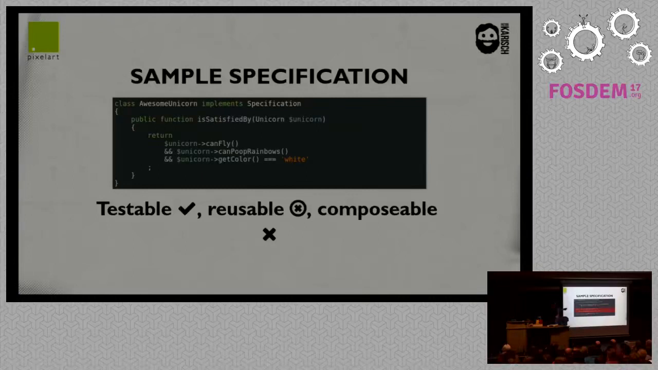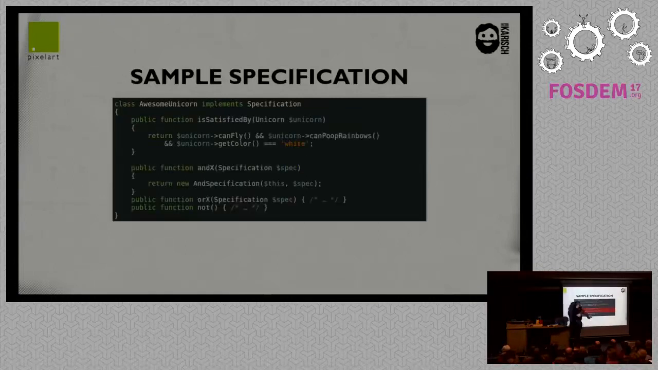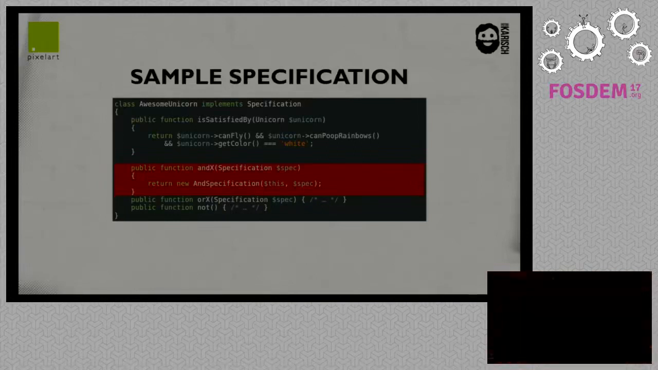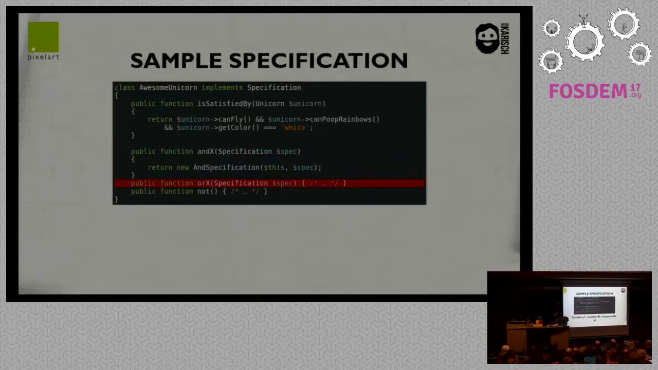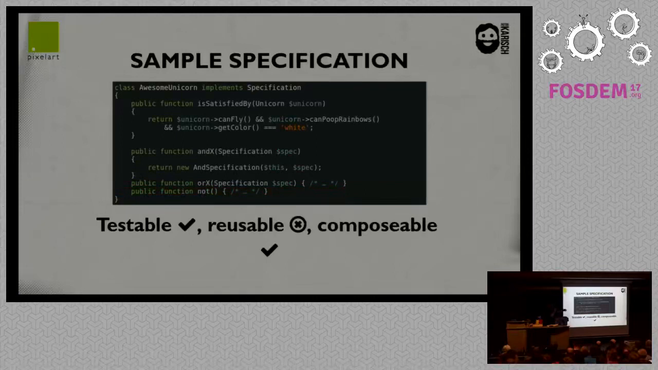So, let's add some compose methods, like andX. We combine our specification, this, with an AndSpecification class. Or we can use an orX method and not. And this is how you can compose specification classes. You create other specifications, AndSpecification, OrSpecification, NegationSpecification, which combine other specification classes.